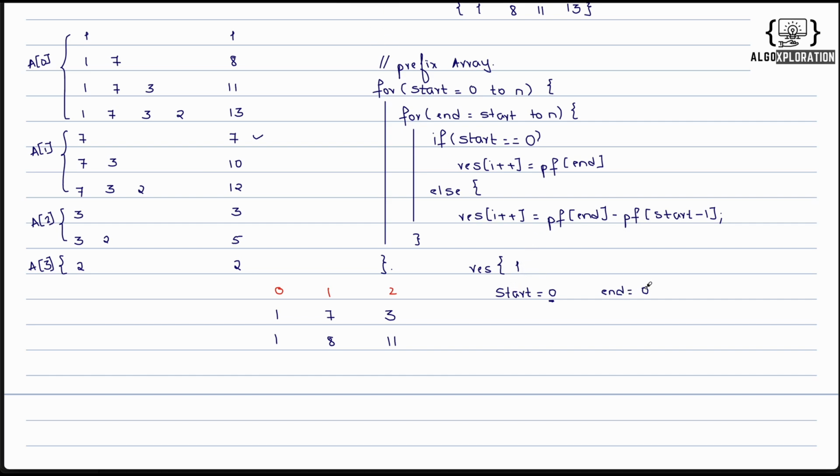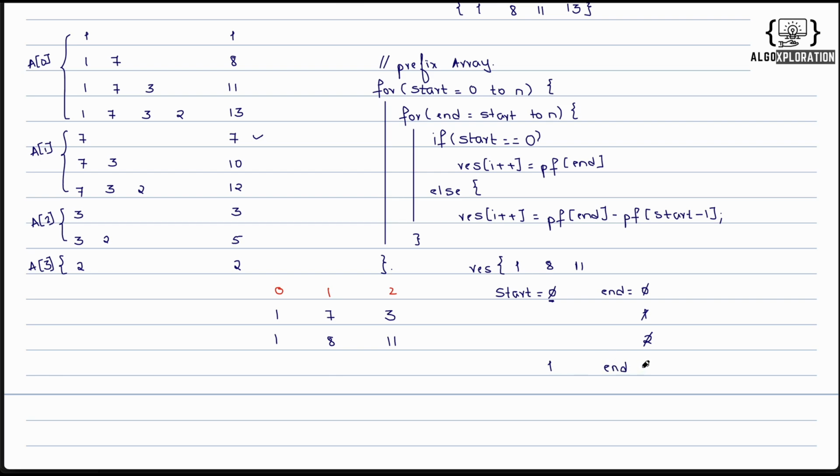Now let's increment the end, that will be 1. Again, here also the start is 0, right? Start is 0, so simply store prefix sum of end, that will be pf of 1, that will be 8. Again, increment the end, store pf of 2, that will be 11. Right, till this point everything is easy. Now the inner loop will end and I'll increment the start, that will be 1.